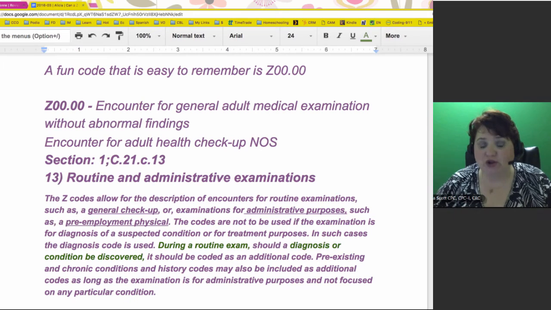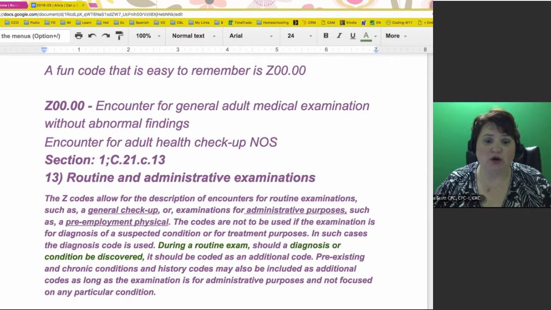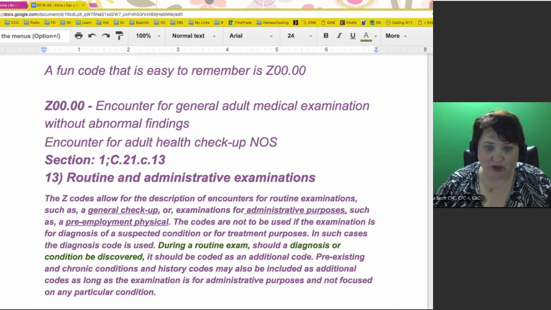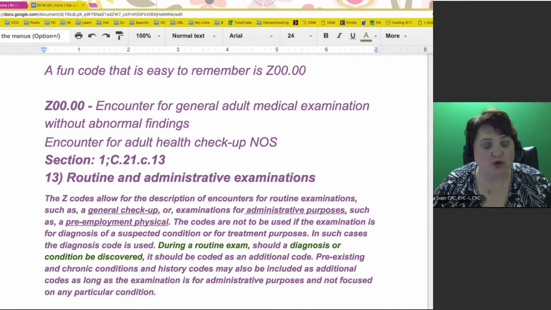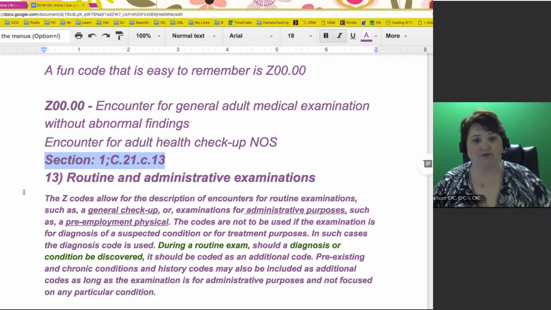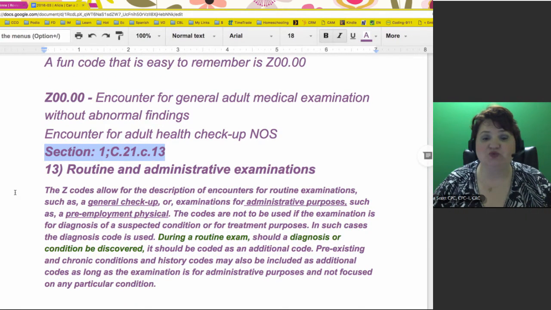So if you want to look at this in your manuals, in your ICD-10 manuals, if any of you have them with you, I'm sure you all carry them around with you wherever you go, right? The guidelines for this particular code is section 1C 21 C13. So looking at 13, right, it says routine and administrative examinations.